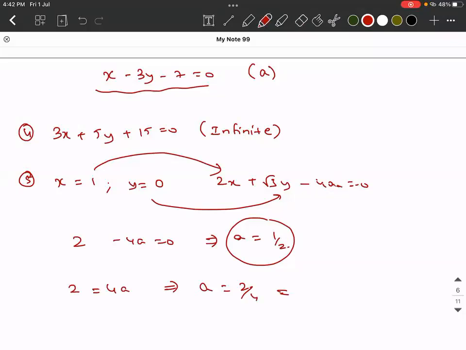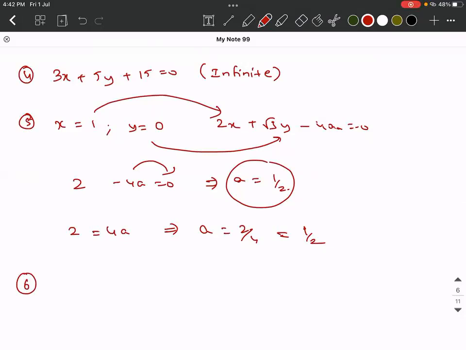Minus 4a is equal to 0. So 2 minus 4a is equal to 0. 4a will go to the other side. Then it will be minus 2 is equal to minus 4a. Minus and minus will get cancelled. Why are you confusing us? Generally, take the minus sign to the other side.